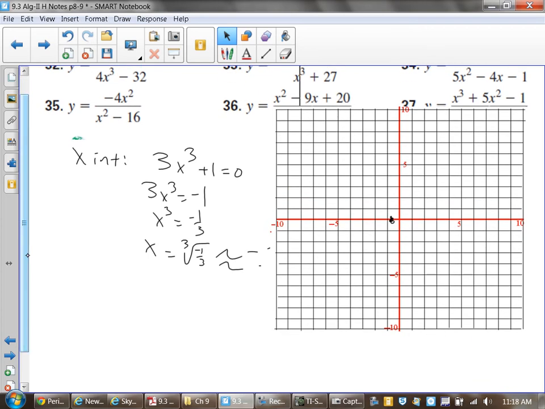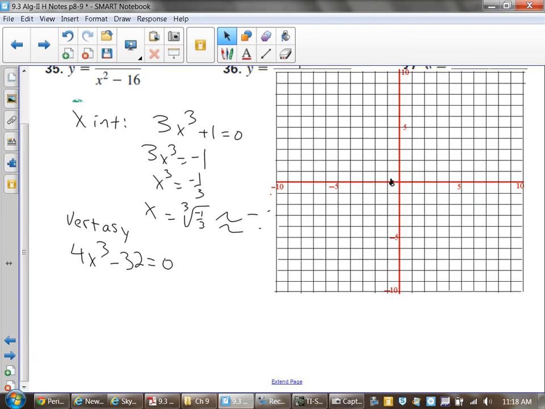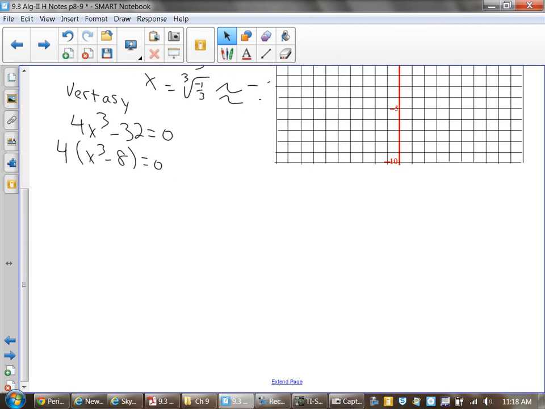When I do my vertical asymptotes, it was 4x cubed minus 32 equal to 0. Now, what's your first rule of factoring? If I factor out a 4, I get x cubed minus 8, right? If I divide both sides by 4, it goes away, right? So now I have x cubed minus 8 is 0.